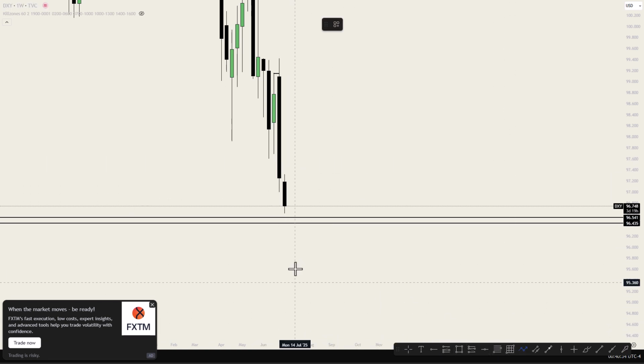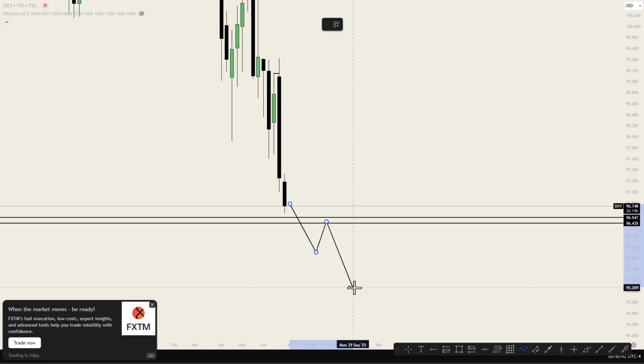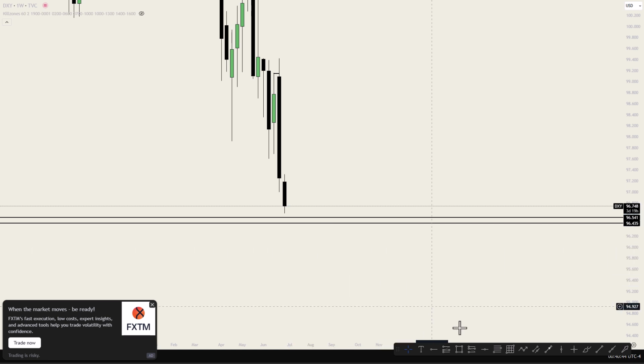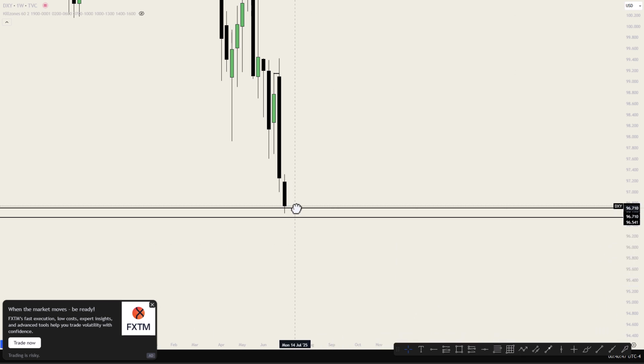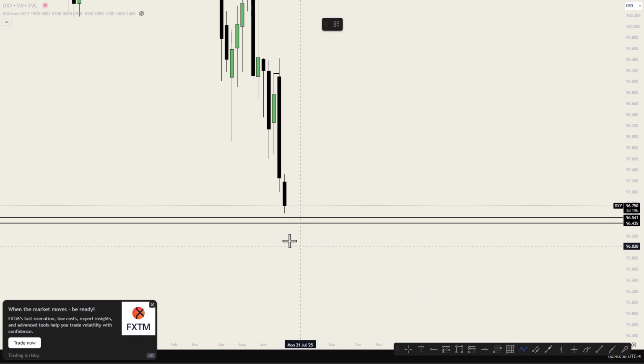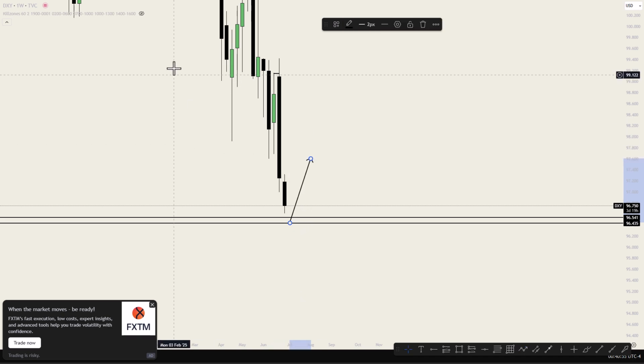So what am I expecting? I want to see price coming into this fair value gap, close below it, and then have a retest of it, then continue bearish, or price should retest this fair value gap and then go back into the range. So this is what I'm expecting on the weekly time frame.